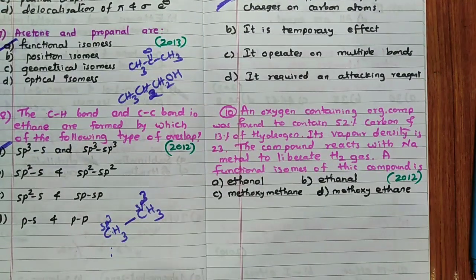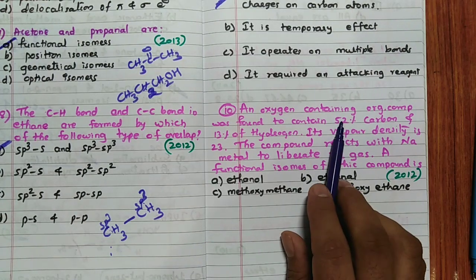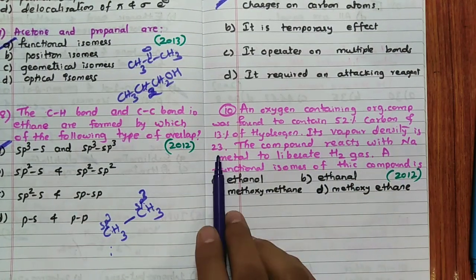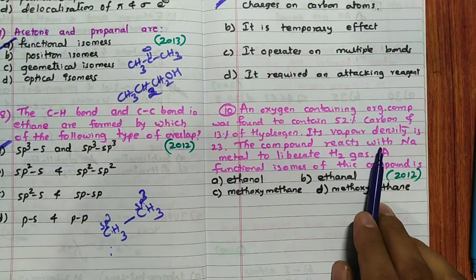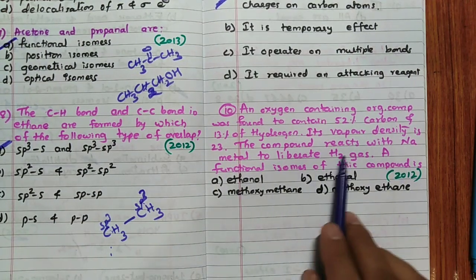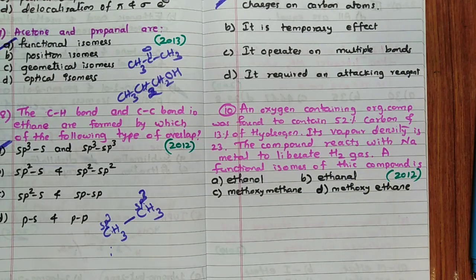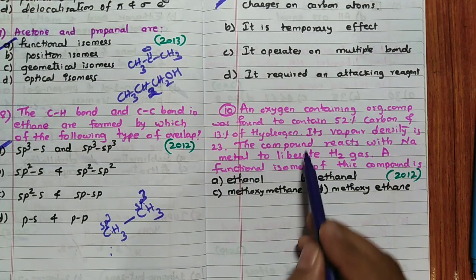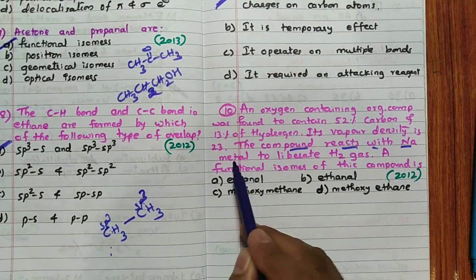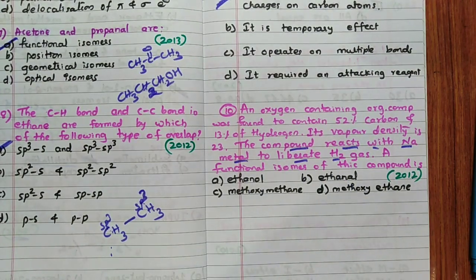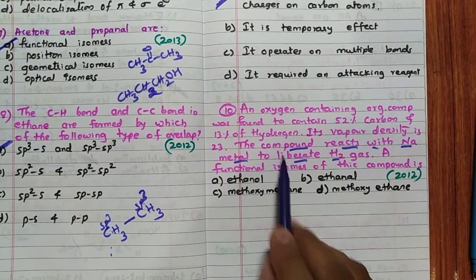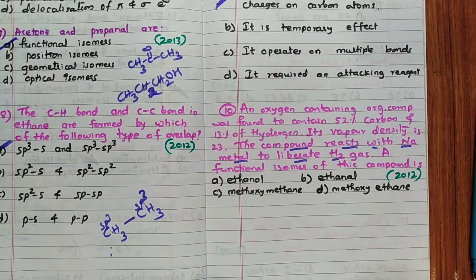Now here, an oxygen containing organic compound was found to contain 52% carbon, 13% hydrogen. Its vapor density is 23. The compound reacts with sodium metal to liberate hydrogen gas. A functional isomer of this compound is asked. See here, there is a hint. The compound reacts with sodium metal and liberates hydrogen gas, and the answer is not that compound but a functional isomer of that compound. Very, very important. First, the functional isomer of an aldehyde is, remember, a ketone. But a ketone or aldehyde will never liberate hydrogen gas.